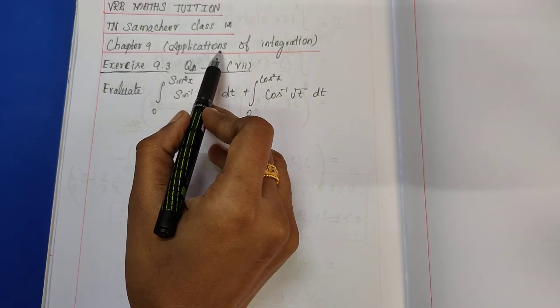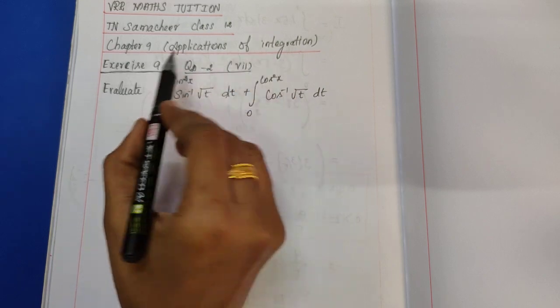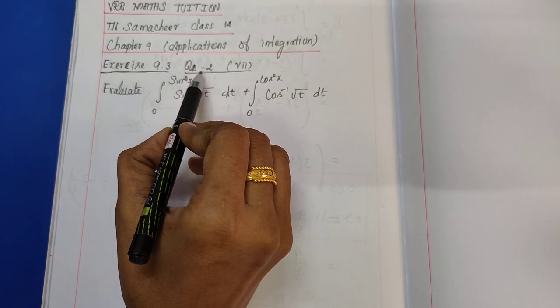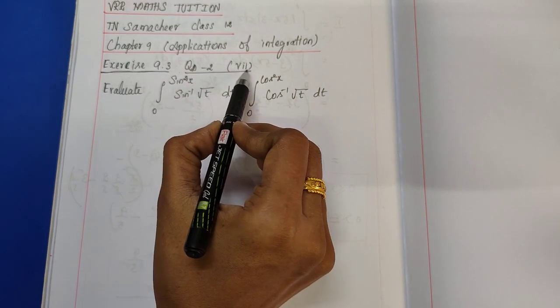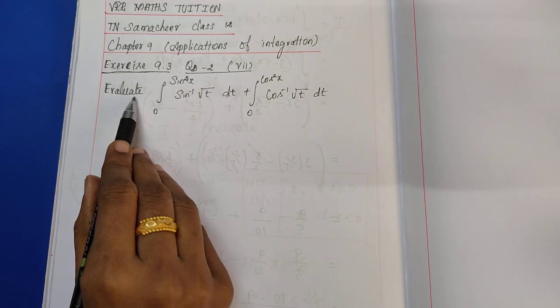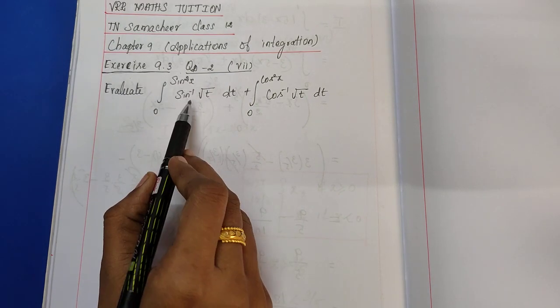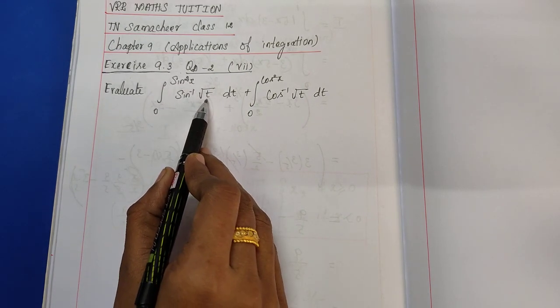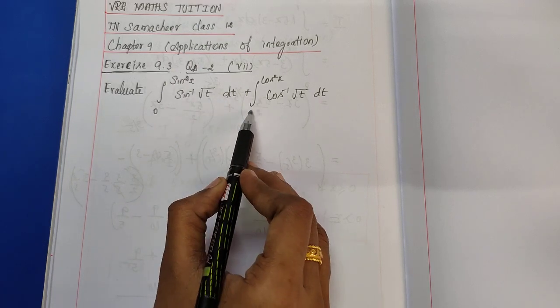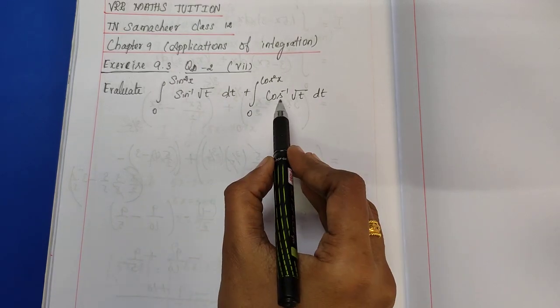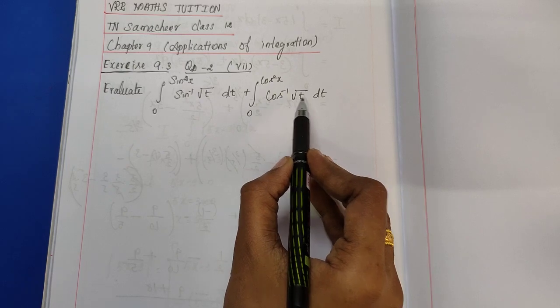Chapter 9, Applications of Integration. Exercise 9.3, Question 2, Division 7. The question is: evaluate integral 0 to sin square x of sin inverse root t dt plus integral 0 to cos square x of cos inverse root t dt.